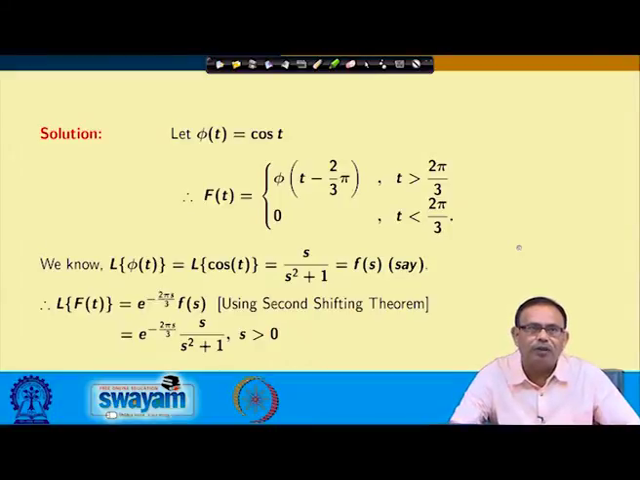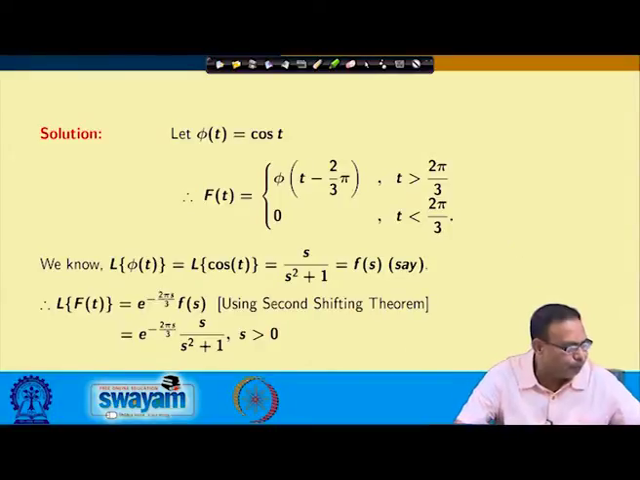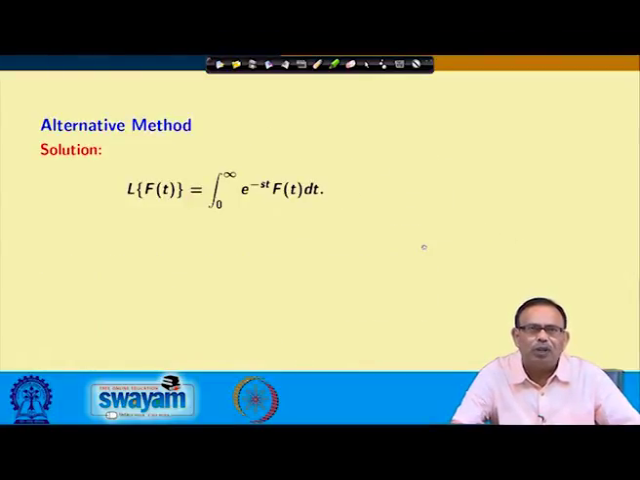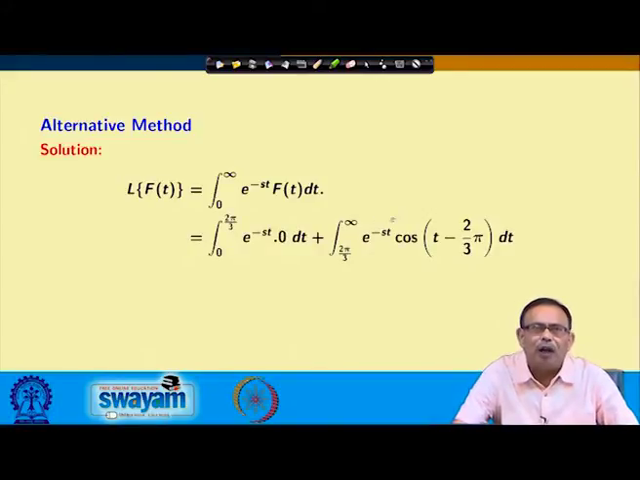The next one: Laplace transform of phi(t) equals this, and here an alternative method can be used. Quickly, let us see. If I do not want to use the property, I can break the integral into two parts, 0 to 2 pi by 3 plus 2 pi by 3 to infinity, of e power minus s t times f(t). For the first part the value is 0, for the second part the function f(t) is cos of t minus 2 pi by 3.